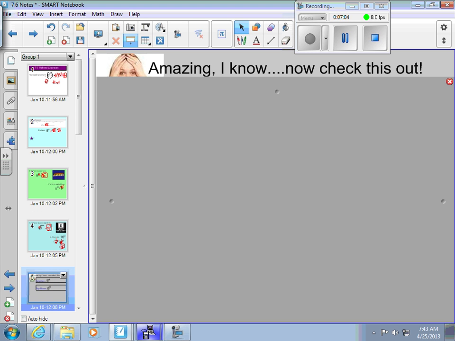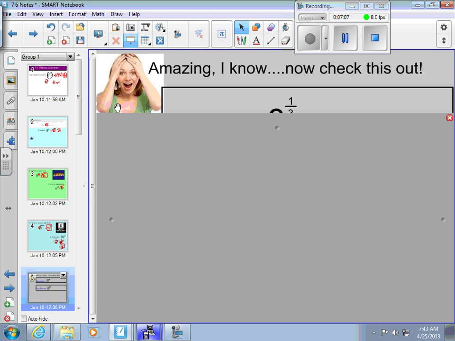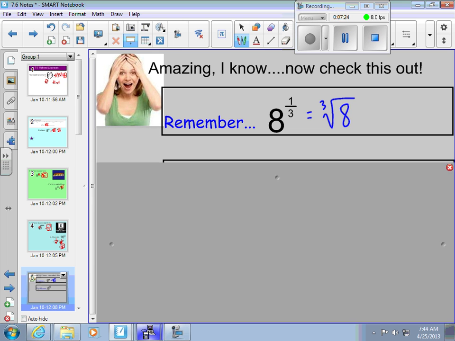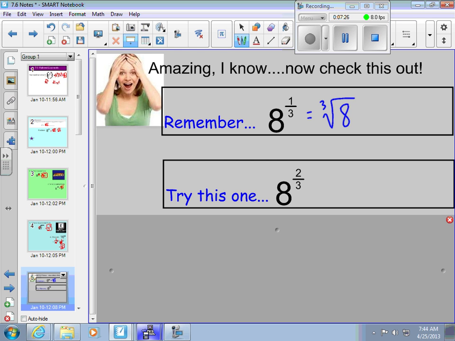All right, let's talk about some other things now. Remember before we looked at 8 to the 1/3 power? We said that's the same as the cubed root of 8, and we figured out that that equals 2. What about if we have 8 to the 2/3 power? So now not only do we have this number on bottom, but we have a number on top that's no longer 1. So what would that equal?